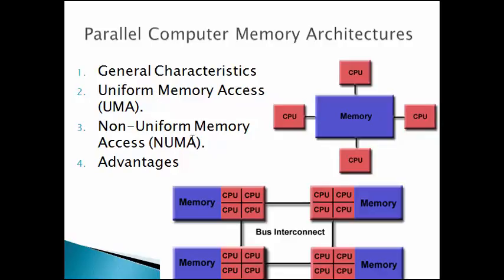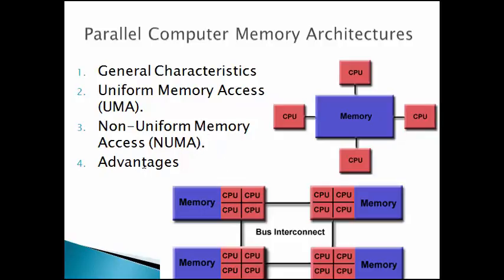Non-uniform memory access, NUMA. 1. Often made by physically linking two or more SMPs. 2. One SMP can directly access memory of another SMP. 3. Not all processors have equal access time to all memories. 4. Memory access across the link is slower. 5. If cache coherency is maintained, then it may also be called CC-NUMA, cache coherent NUMA.